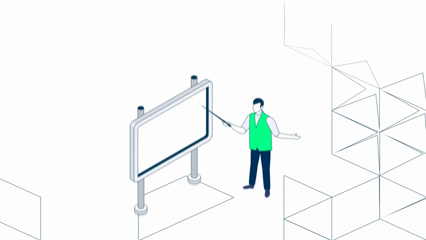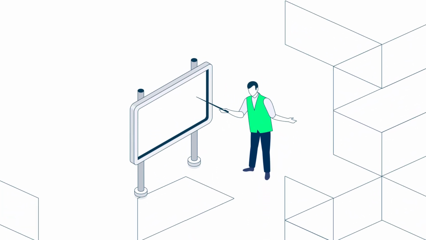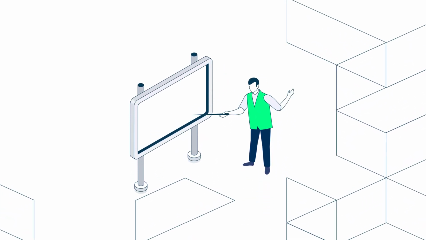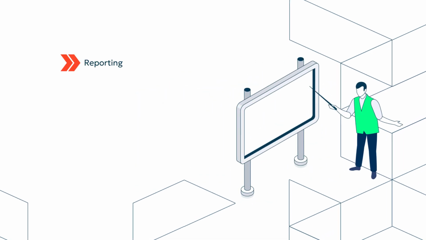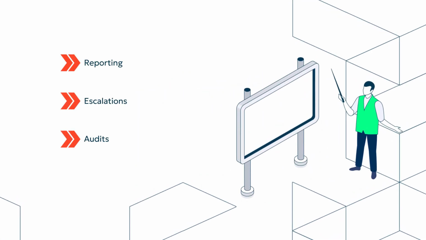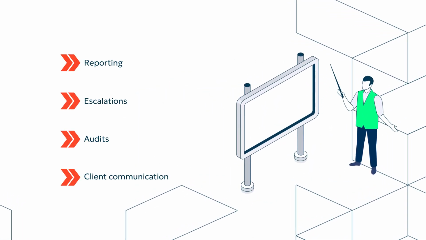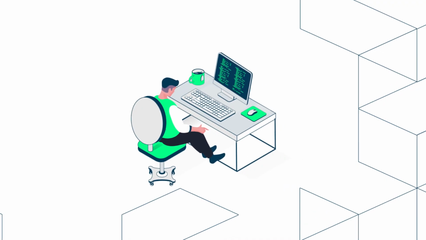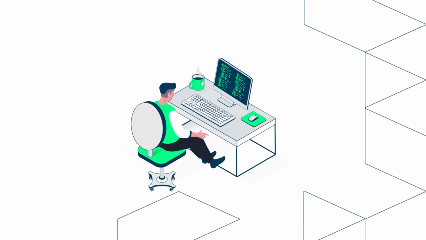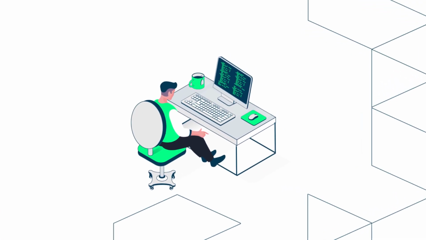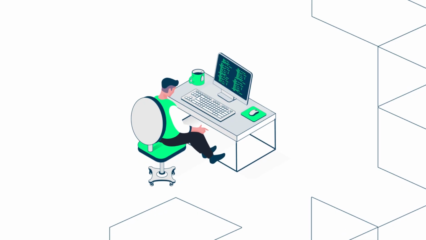It's important to explain automation and dependencies. Missing ticket notes or poor documentation disrupts reporting, escalations, audits, and client communication. Technicians should also understand how trigger-based automations connect systems like the PSA and RMM to streamline workflows.